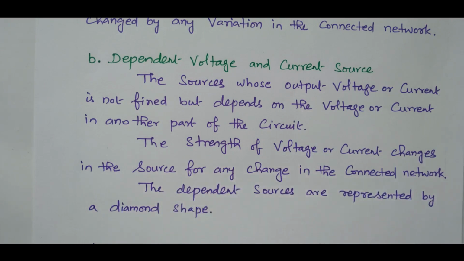So in the previous case it does not change, but here, due to the second type, dependent, any change in the network will change the voltage and current of the source also. So it is represented by the diamond shape. All others are represented by the circle. Independent source is represented by a circle, dependent source is represented by a diamond shape. Right? So this dependent source is again classified into 4 types. We will see these types one by one.